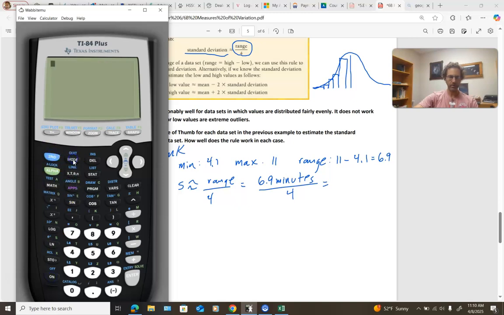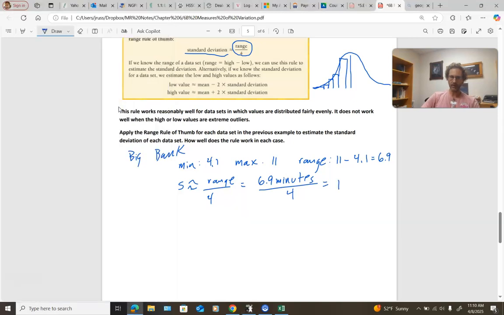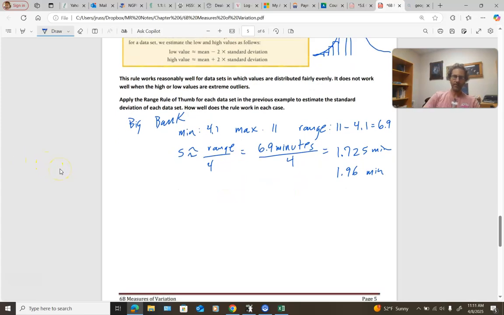So 6.9 divided by 4, and we get 1.725. This would be in minutes. This is an estimate of the standard deviation, and if you recall from above, the actual standard deviation was 1.96. So this is not too far away. This is relatively close.